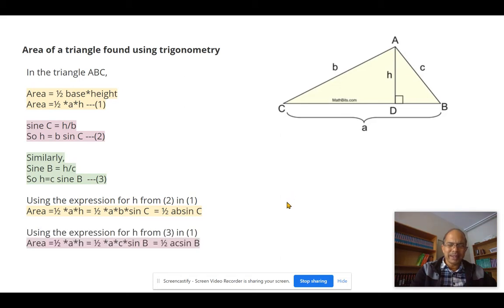When you do that, you will get half times ac sine B. That is, when you substitute h as b sine C into the area expression, you get half times a times c sine B, or half ac sine B. Using a similar argument, you can show that area is half bc sine A.